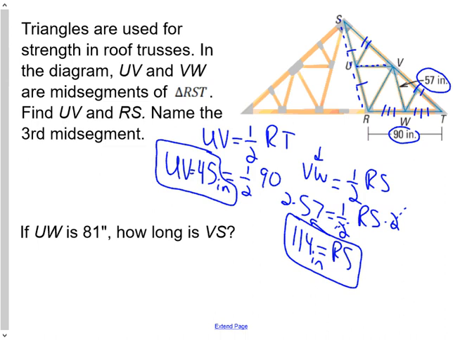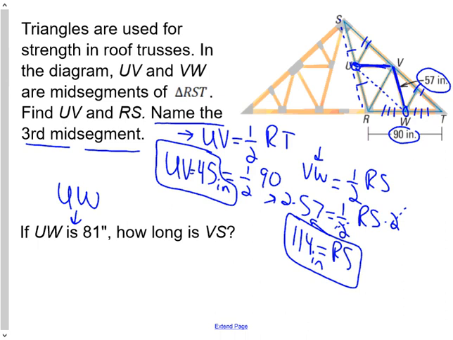And now snuck in there is the question, what is the third mid-segment? So we have one mid-segment here, another one here. If we know U and W are midpoints, our third mid-segment, which isn't in the picture, is UW. And then conveniently, if UW is 81 inches, how long is VS? Now hold on, you have to look at your diagram. It is not the exact same as what these are talking about.